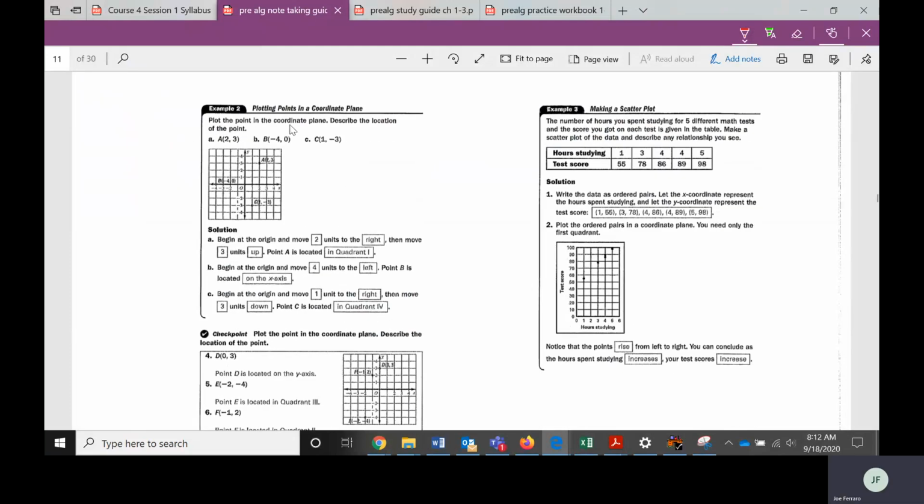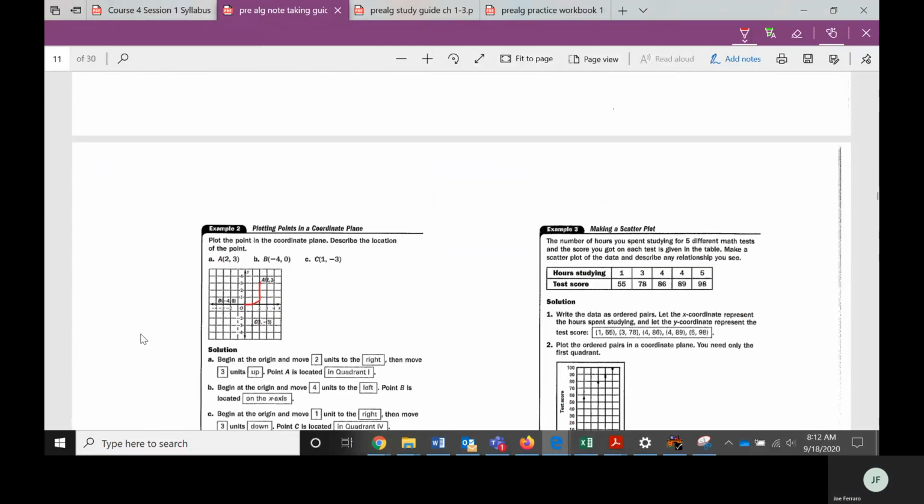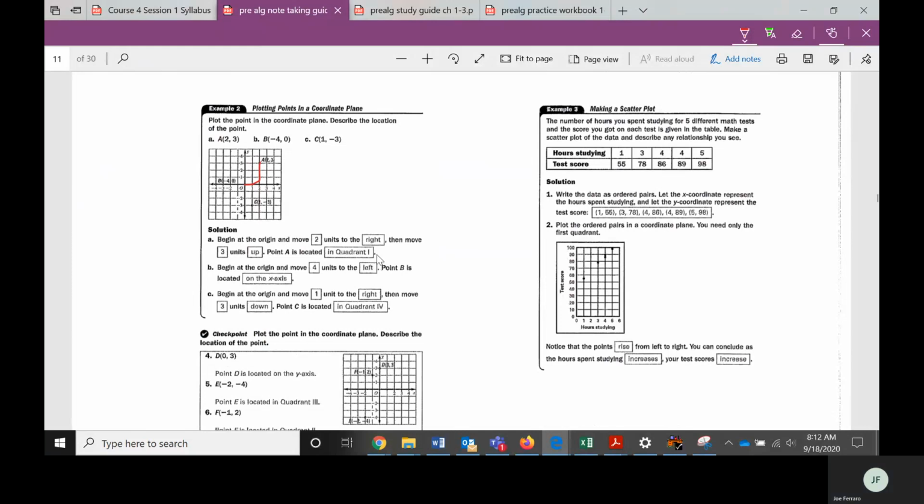Here it says plot the point and then describe the location. They have already plotted the points in here. If they gave you the point 2, 3, you have to go right 2 and then up 3. There's point A. What they mean by describe the location, back on the other screen where I had the quadrants, is that it's in quadrant 1. That's not going to be a huge deal going forward, but it's in here, so I'm just going to go over it.